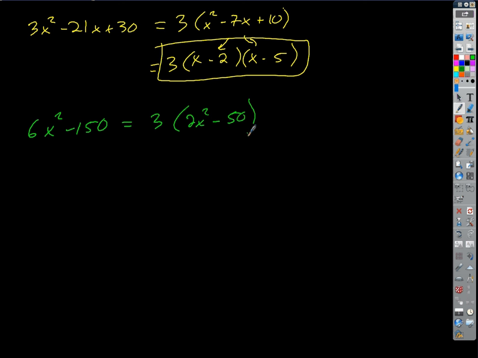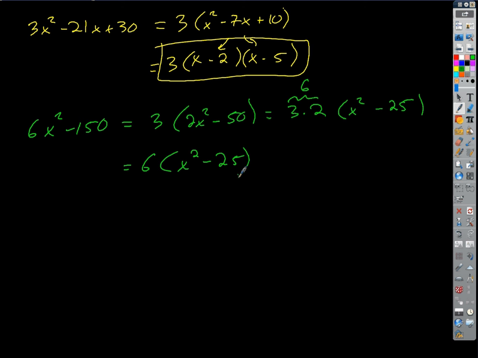I could take a 2 out, couldn't I? Couldn't I also pull a 2 out? Yeah, sure. So it turns out I could have taken a 6 out the first time. That's all right, though. I can do it in small steps if I wanted. So if we pull a 2 out front, then does everybody see this is just going to become 3 times 2, which is just 6, times what's left over if I undistribute a 2? X squared minus 25. Okay, so far we've got 6 times x squared minus 25.